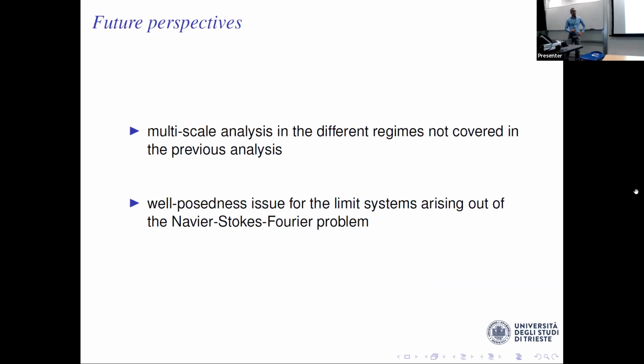Okay, the future perspectives are the following: the multi-scale analysis in the different regimes that are not covered in the previous analysis. Indeed, you have seen that we have a restricted range for n in the case of the barotropic system. And also an open question for the moment is the well-posedness issue for the limit system that arises out of the analysis of the Navier-Stokes problem.